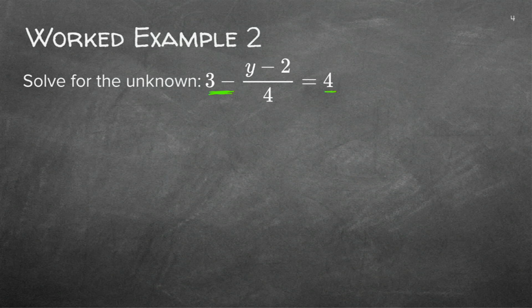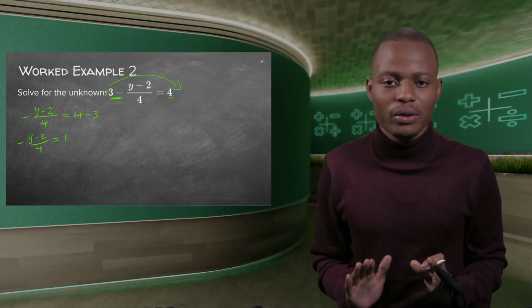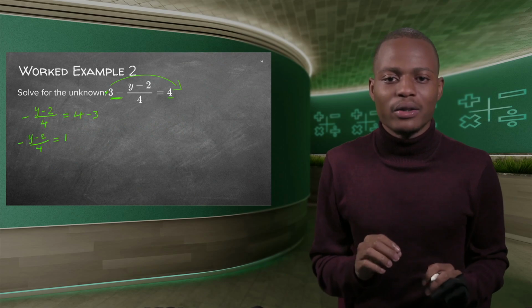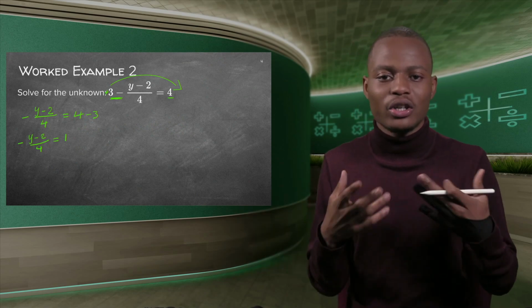You know that you can take the 3 to the other side, and your equation will now look like this. It will be negative y minus 2 divided by 4 equals 4 minus 3. The reason why it's minus 3 is because the 3 was positive initially. So you find yourself with negative y minus 2 over 4 equals 1. But now you can't just make a value jump to the other side.